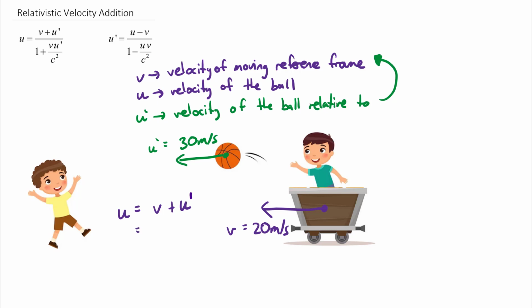So for the simple classical case, you could have answered this question without doing any maths, because I'm sure you knew how to figure it out for yourself. It would have been 50 meters per second. And that's just a relative velocity. So now what I'm going to do is look at the same scenario but using relativistic effects.